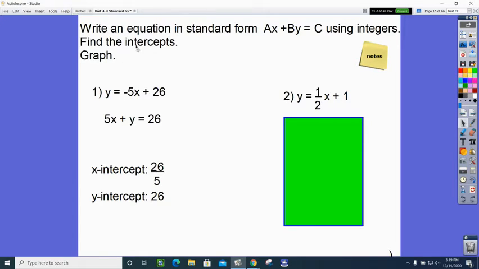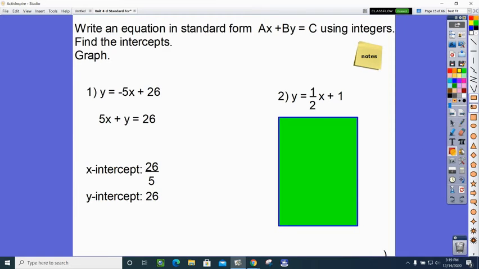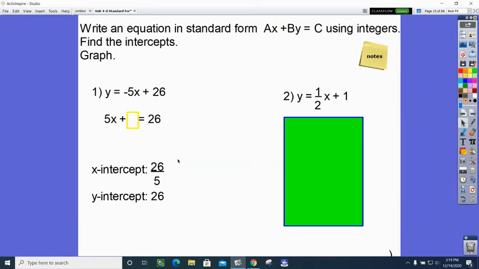Oops, I forgot we had to find the intercepts too. Now to find the intercepts, basically what you're going to do is we're going to cover over, if we want the x-intercept, we're basically going to cover over that and now solve this one-step equation. Divide both sides by 5, and you get 26 over 5, and that's going to be your x-intercept. To find the y-intercept, I'm going to cover over this term, and boom, we're already there. It's 26.